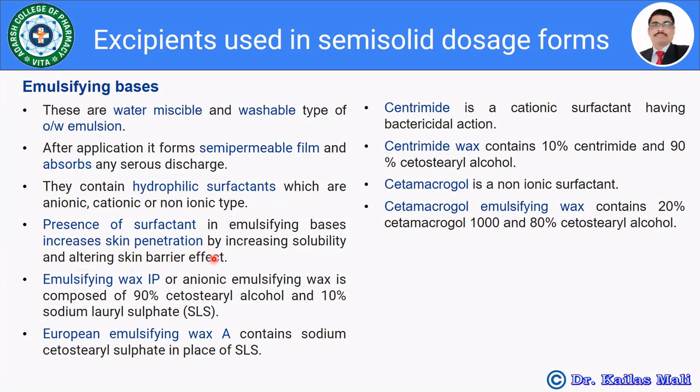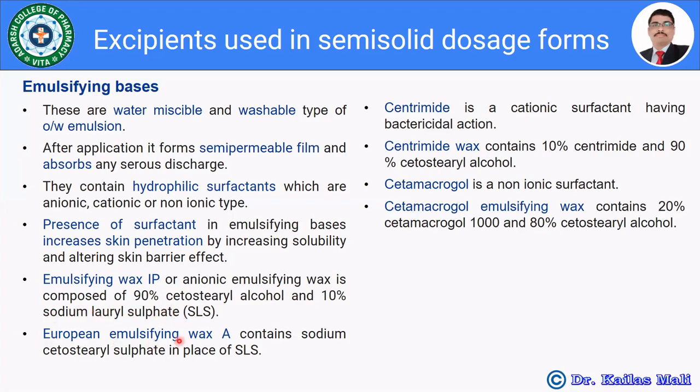So surfactants have two effects. One, it is going to increase the solubility of the drug, and second, it is going to alter the skin barrier, thereby increasing the permeability of the drug or drug absorption. For example, emulsifying wax IP or anionic emulsifying wax is composed of 90% cetostearyl alcohol and 10% sodium lauryl sulfate. So sodium lauryl sulfate is the surfactant.